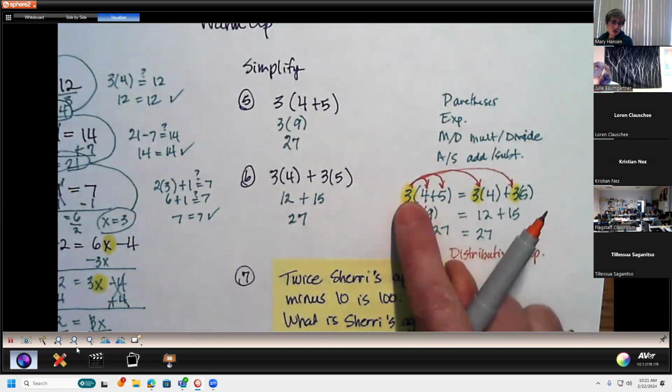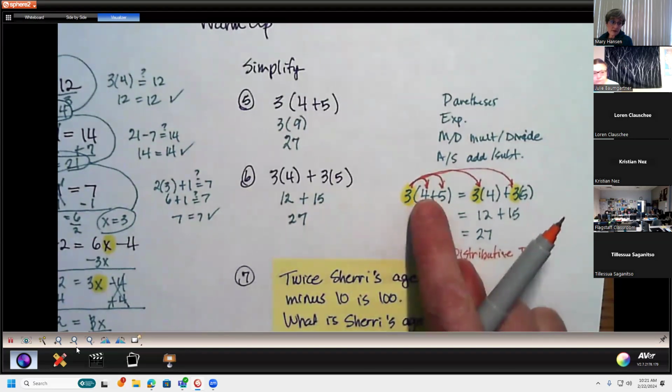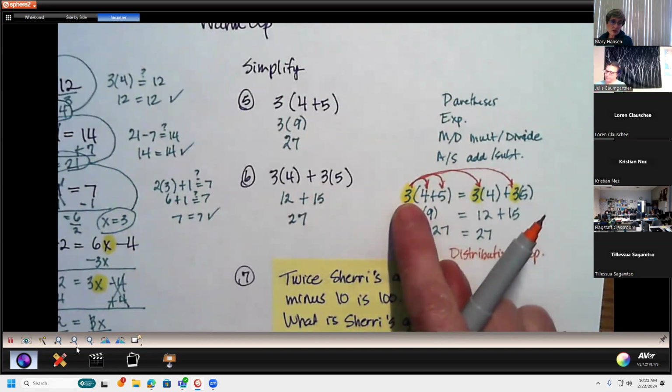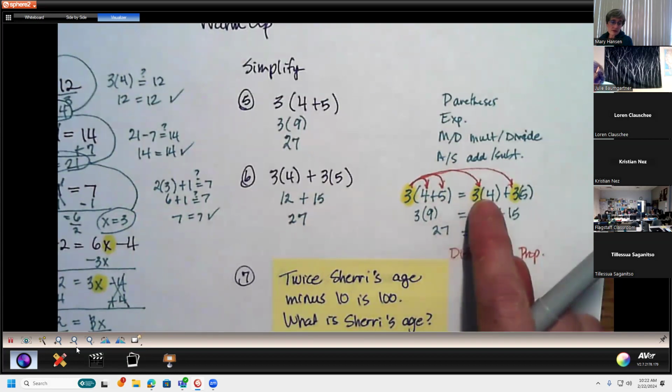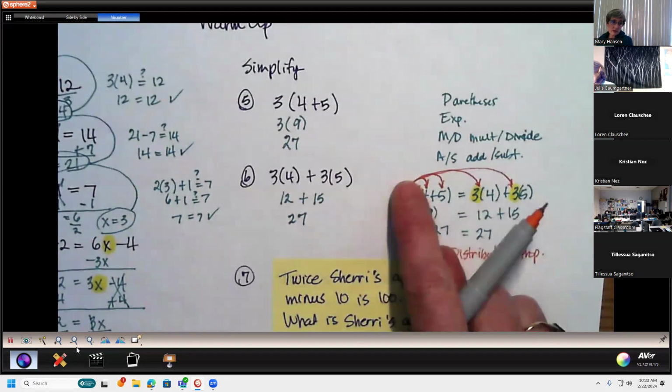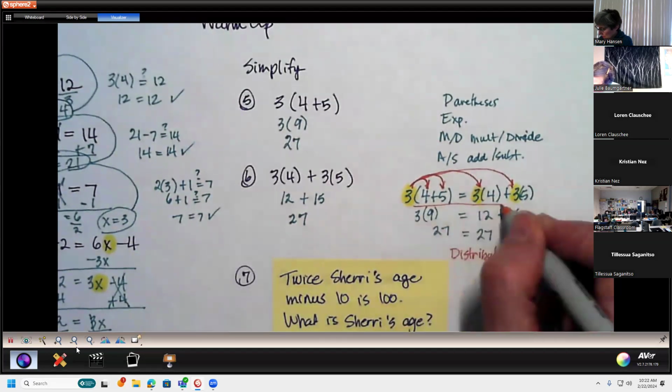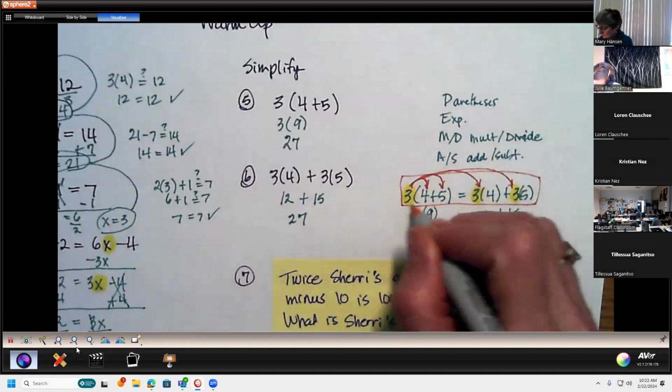And it says I can distribute this 3. If I have addition or subtraction inside of here, I can distribute this 3 into the parentheses and do 3 times 4 and do 3 times 5, and I'll get the same answer. These two things are equal.